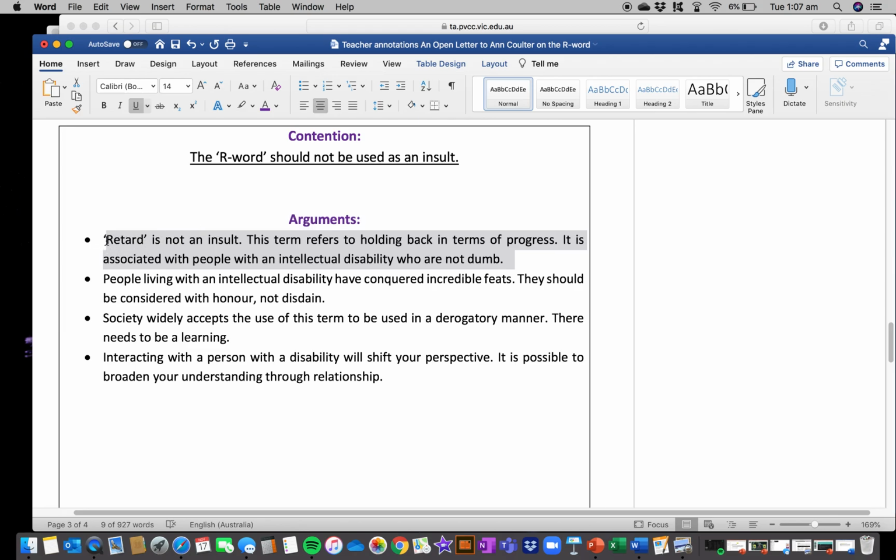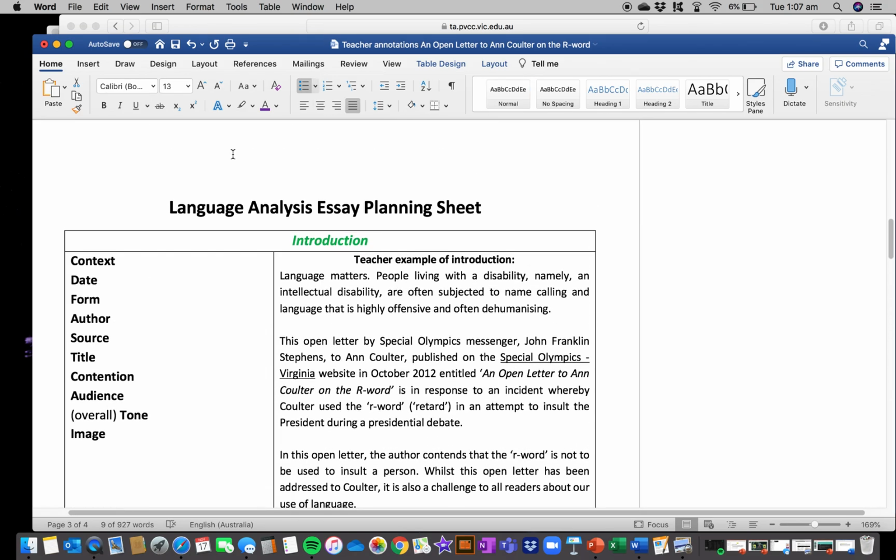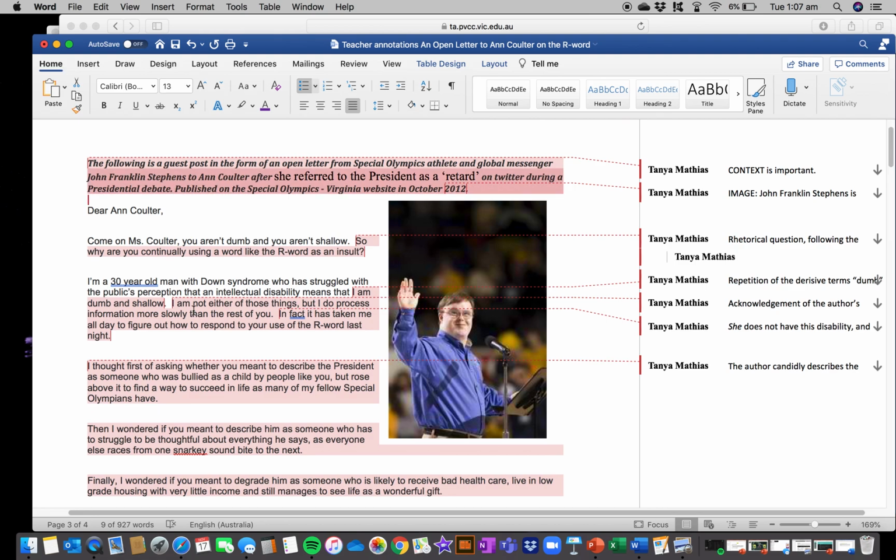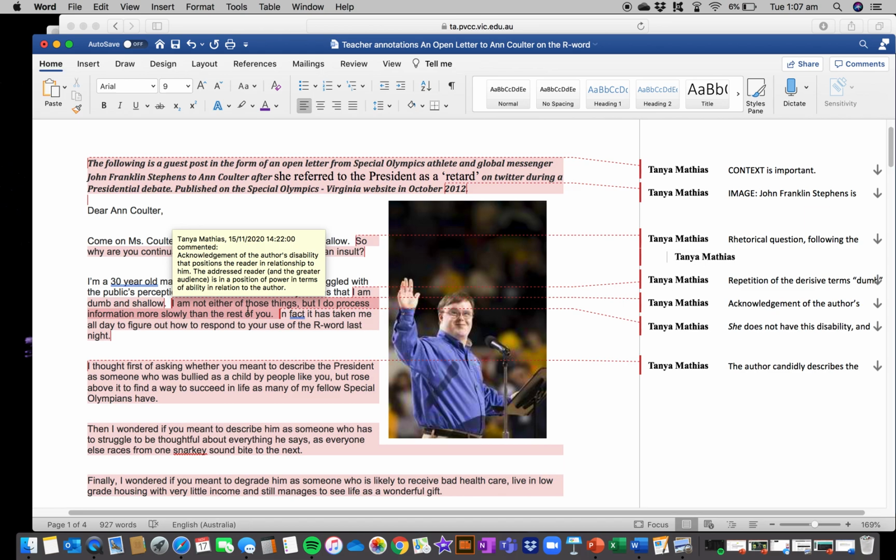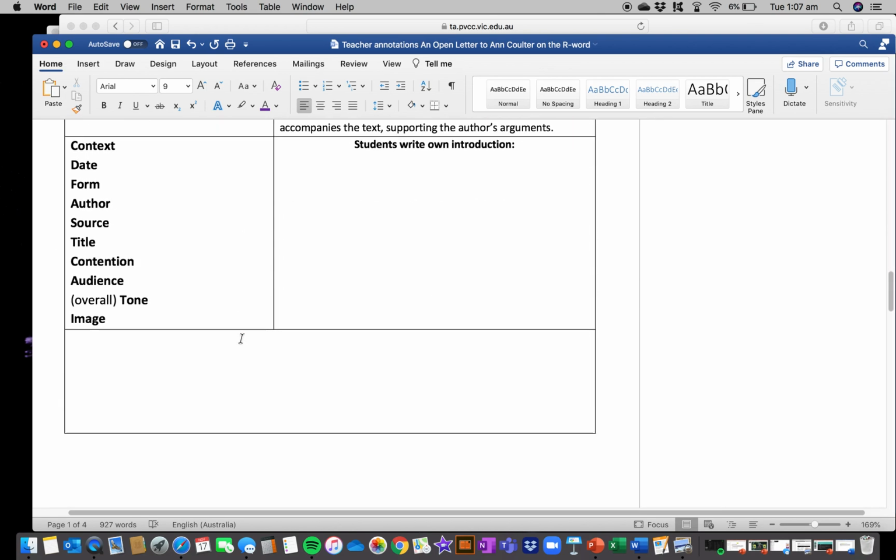Now, I got that main argument from his opening, okay? That was my own words, but he talks about the fact that it doesn't mean you're dumb and shallow, that I do process information more slowly, and if you look up the dictionary definition of retard, that's actually what it means, to process slower, okay? So that would be the first argument.